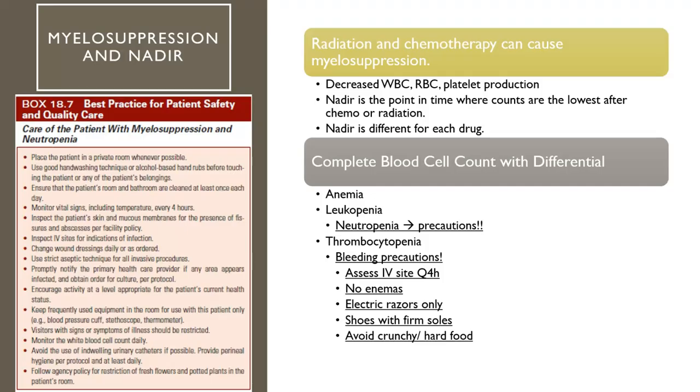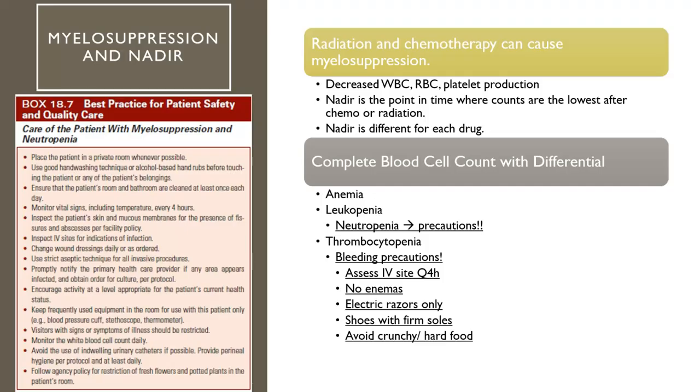Radiation and chemotherapy can cause myelosuppression, so that's in your bone marrow. It's suppressing all of your myeloid cells, so your red blood cell, your erythrocyte, your megakaryocyte, which is your platelet, and then your myeloid, which is your white blood cells, your granulocytes. So you're going to see a decreased WBC, RBC, and platelet. Remember, nadir is the point in time where the counts of like your absolute neutrophil count, your white blood cell, is at the lowest. It hits 0. Nadir is different. It occurs at different times for each patient with different protocols.